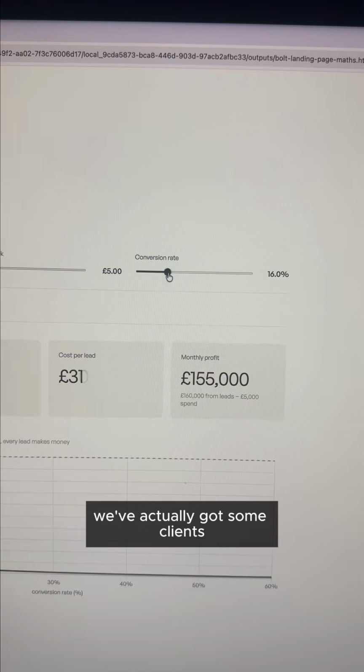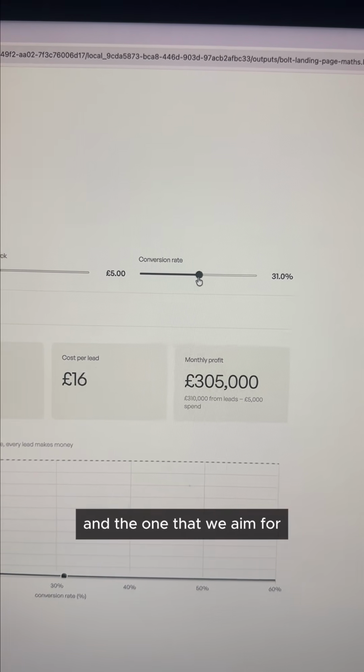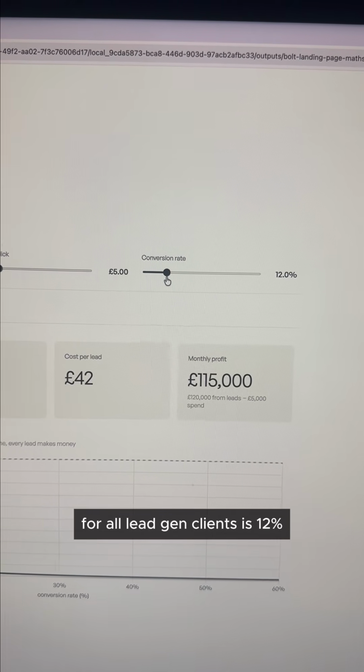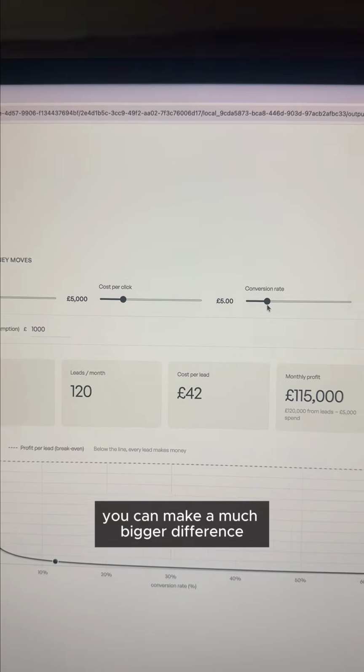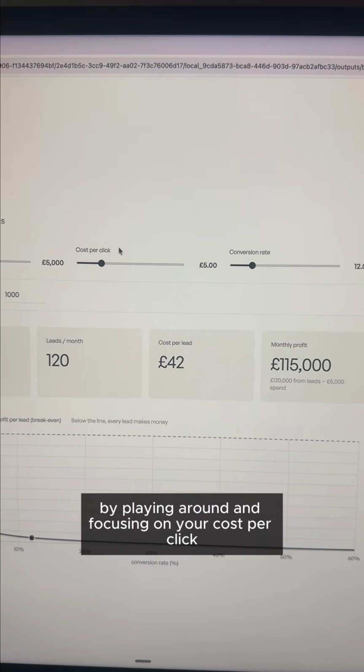But the great thing about conversion rate is it's almost an endless scale. We've actually got some clients converting at 30% or 32% in certain industries. And the conversion rate that we try to aim for with all lead gen clients is 12%. So you can make a much bigger difference by playing around with your landing page than you can by focusing on your cost per click.